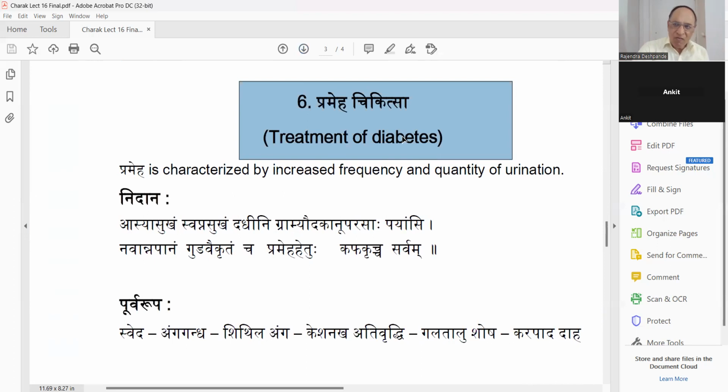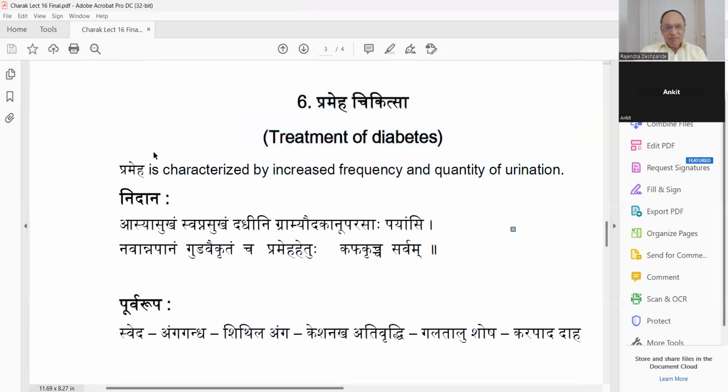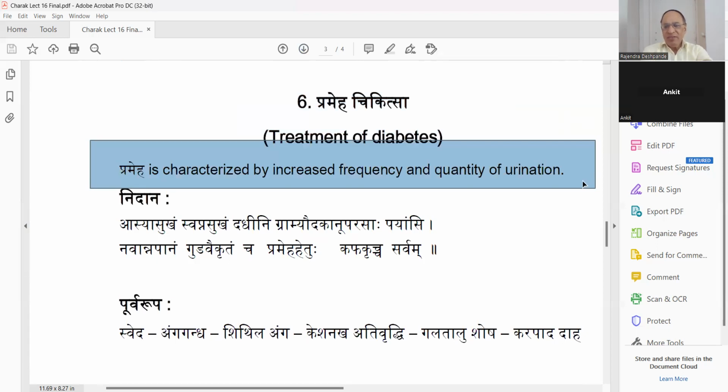This is treatment of the urinary problems. It is not only diabetes mellitus or diabetes insipidus. Basically, 20 urinary problems are mentioned in the chapter Charak Samhita, Chikitsa Sthan, chapter 6, Prameha Chikitsa. Now, Prameha is characterized by, can you see the definition? Increased frequency and quantity of urination. Of course, as you know, prakarshene mehati iti prameha.